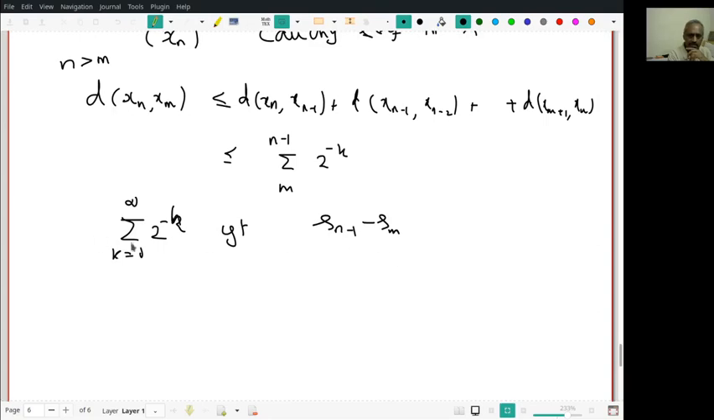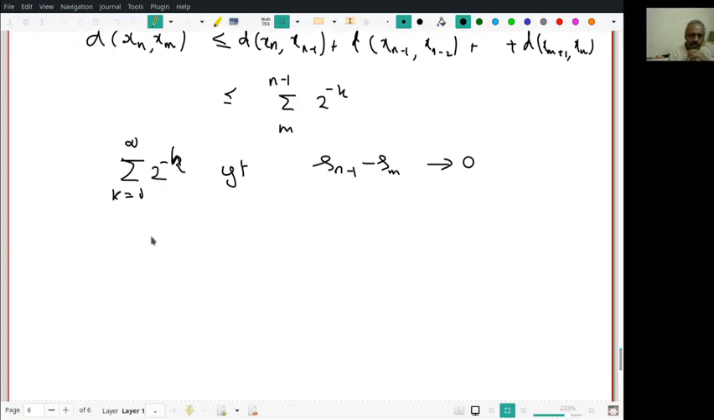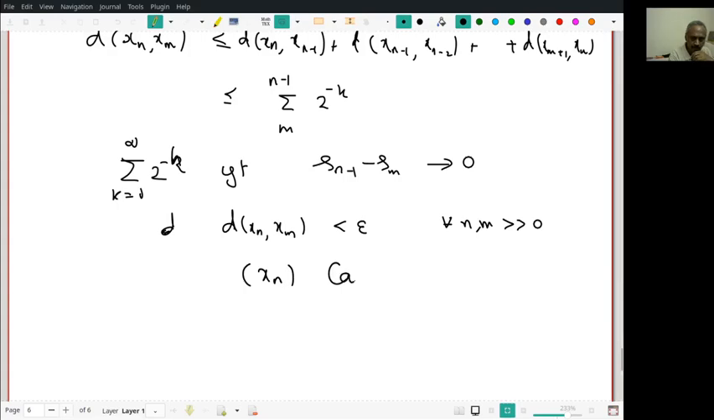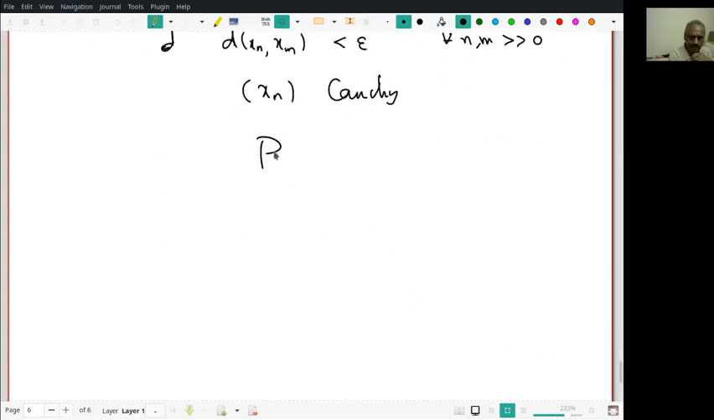Since this is convergent, the partial sum must be Cauchy. That means S_{n-1} minus S_n must go to 0. Therefore, what have I concluded? I have concluded d(xn, xm) can be made less than epsilon for n and m sufficiently large. That means this xn is Cauchy. I hope you understand the proof. Maybe I will make a pause, review, proceed.